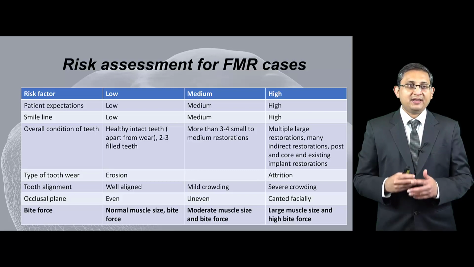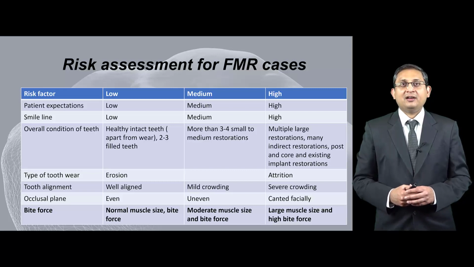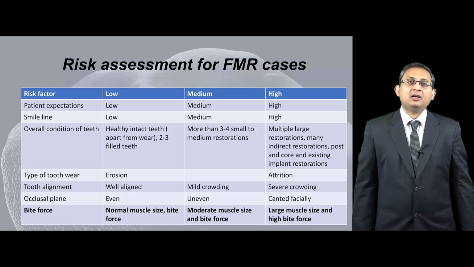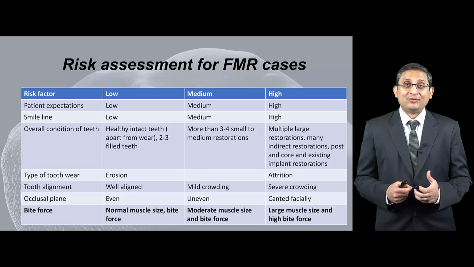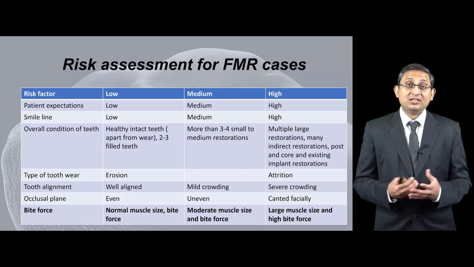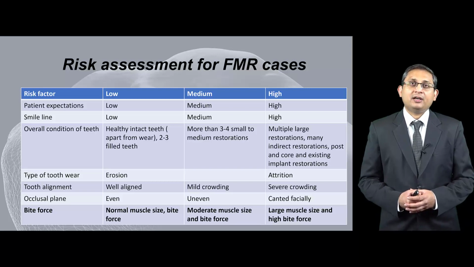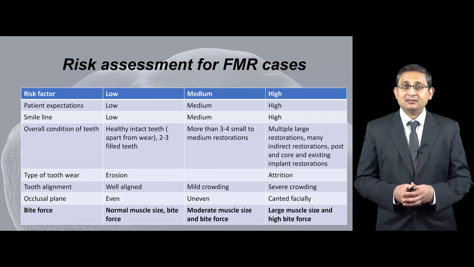And lastly, bite force. If the patient has normal muscle size and bite force, then it's again low risk, versus if patients have large muscles and really heavy force when they're biting their teeth, then you know that your restorations are at risk and you need to give them some sort of protective shield or a Michigan splint or some sort of protective appliance to protect your restoration. And even in that case, the patient may still damage the teeth during the daytime.